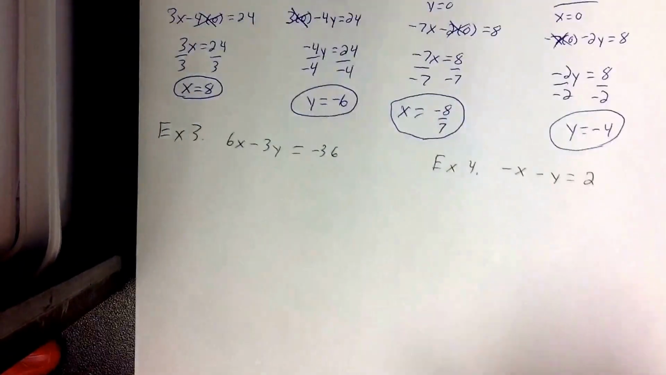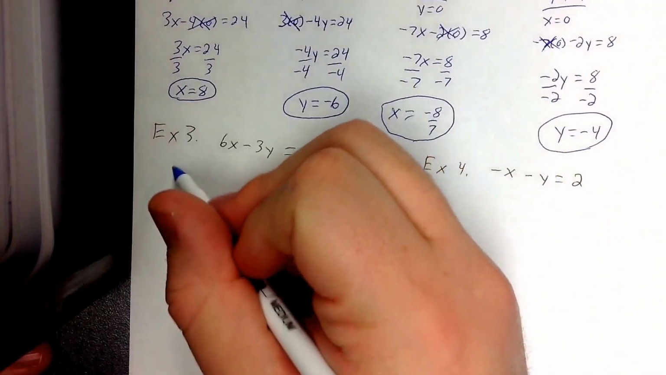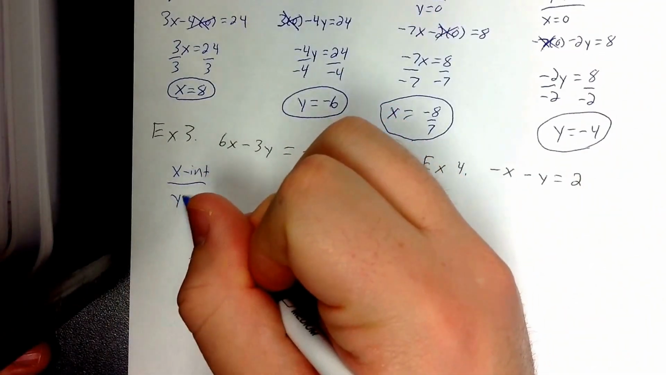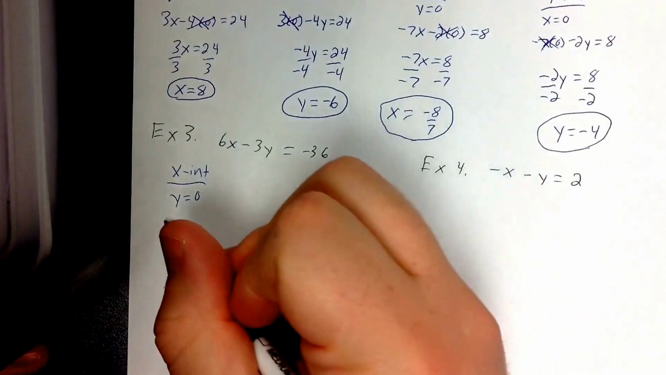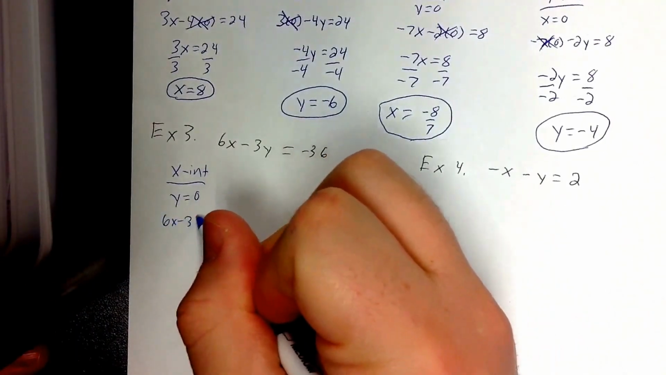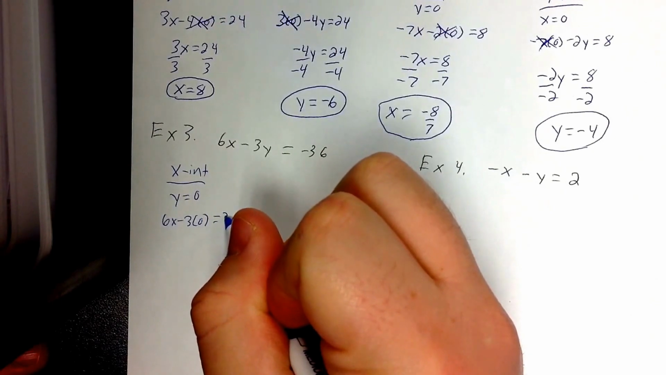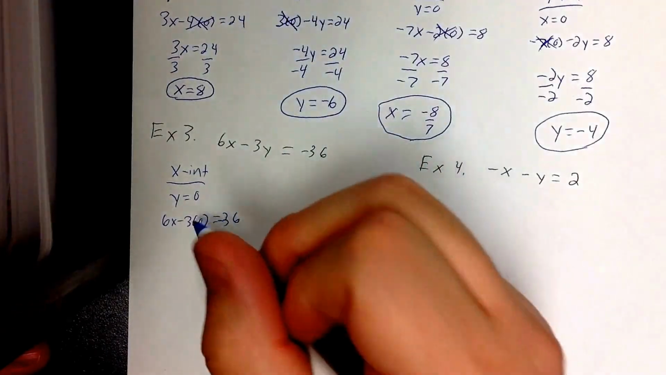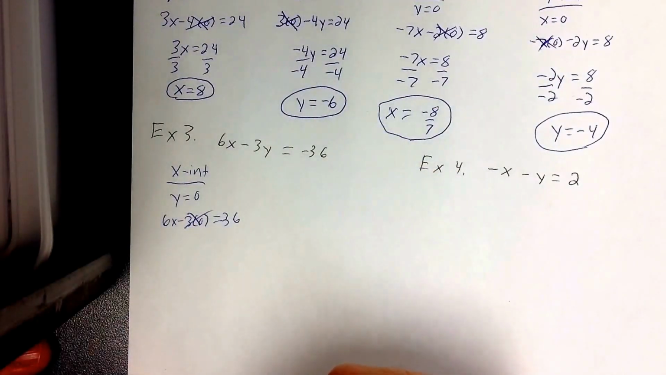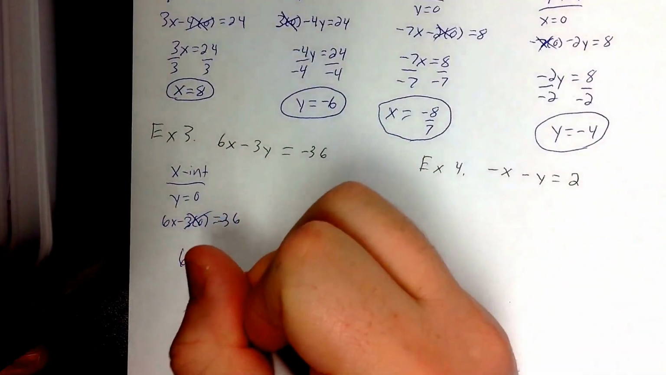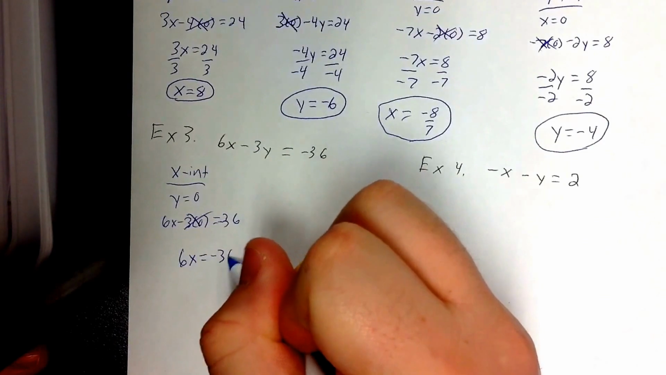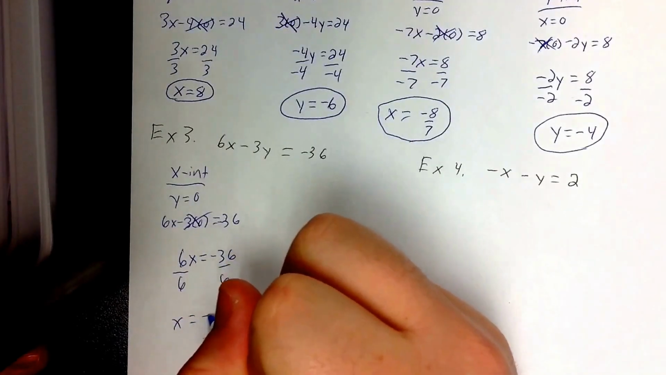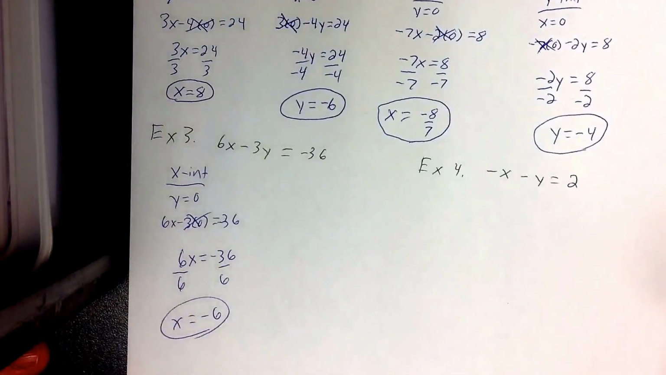Okay, third example down here. Again, x-intercept, put in 0 for y. So it'd be 6x minus 3 times 0 equals negative 36. 3 times 0 goes away. So I get 6x equals negative 36. Divide by 6. x equals negative 6.